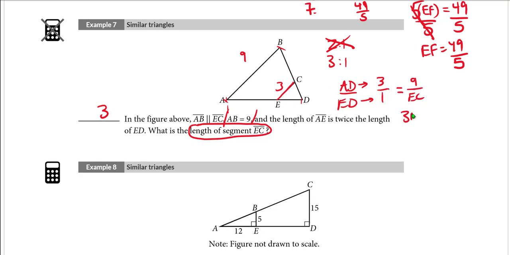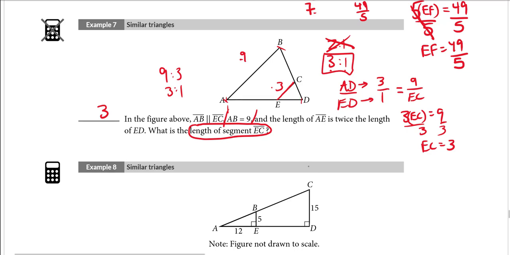And of course, when we cross multiply, we get 3EC equals 9. Divide by 3, and we get EC equals 3. So again, a 3 to 1 ratio means the same thing as 9 to 3. 9 to 3 reduces to 3 to 1, and that 9 to 3 follows the same relationship, the same ratio as the one we established initially.